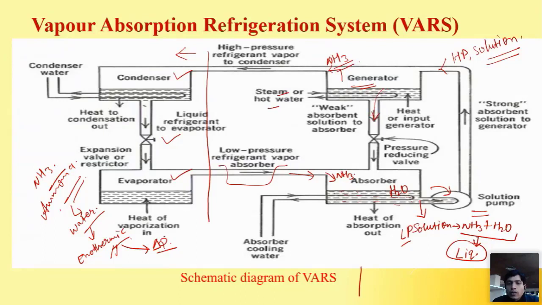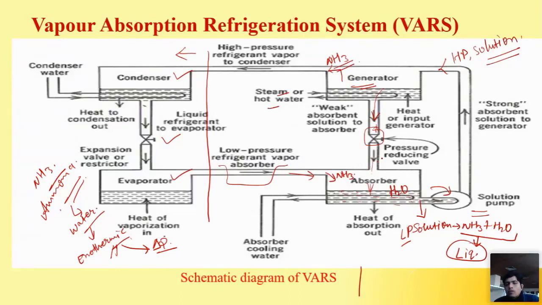So when it moves here, it is high pressure water. This high pressure water will not mix properly with the low pressurized water, so we want to reduce the pressure of the water, which may also have some ammonia mixed in it. So this is passed through the pressure reducing valve, and after passing through this, it mixes with the absorber water.